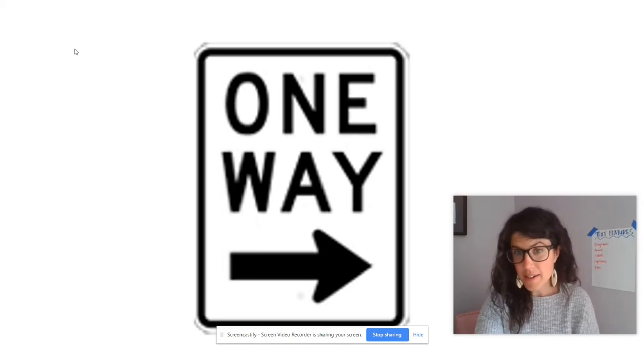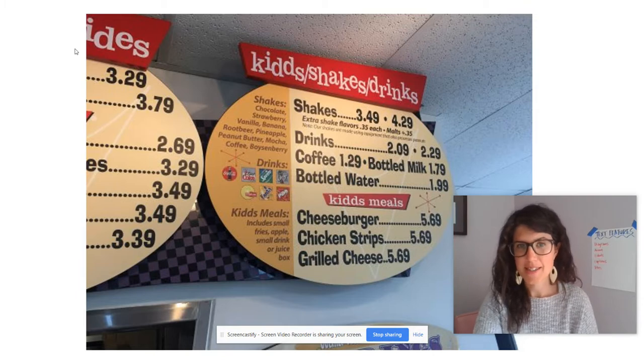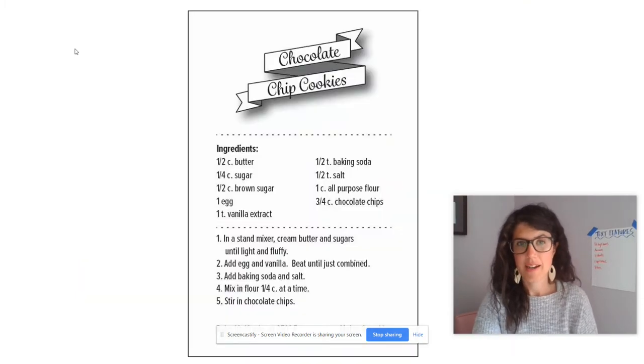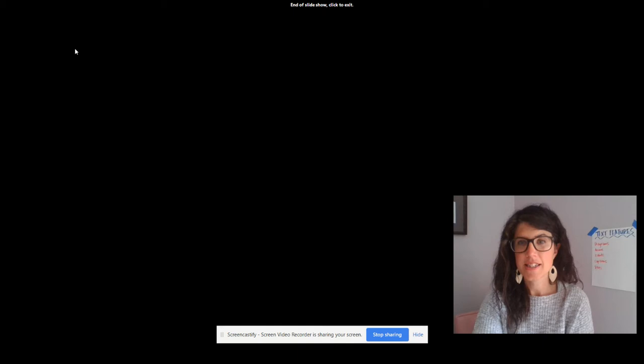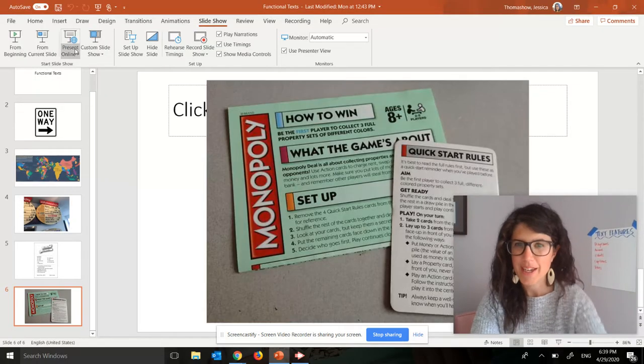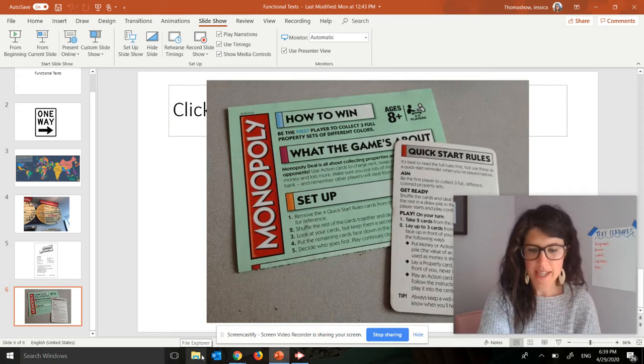So street signs are considered a functional text. Maps could be a functional text. Menus, recipes, that's what we're going to talk a little bit more about today, recipes as a functional text. Game rules and directions. There's lots and lots of different kinds of functional text. Hopefully you've been finding some pretty cool examples with your functional text hunts. What I want to talk to you about today, though, are recipes.